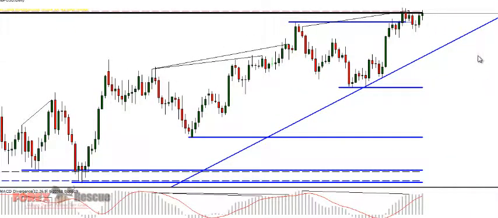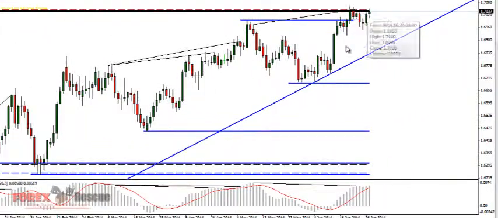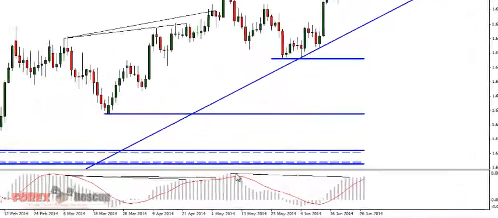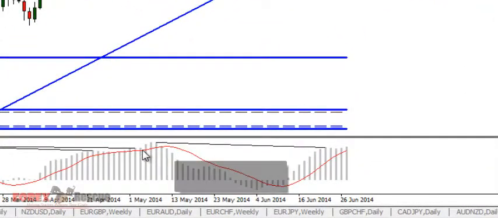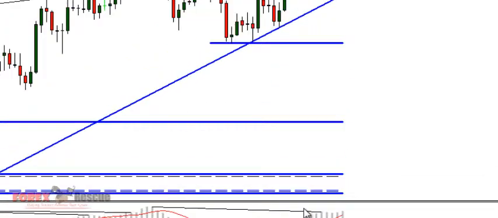Another reason why we are looking for a bearish price action setup around this area, and why we feel that price will eventually bounce off from this area, is because of the formation of what we call a MACD, that is a moving average convergence divergence. You can see there's a MACD divergence here.